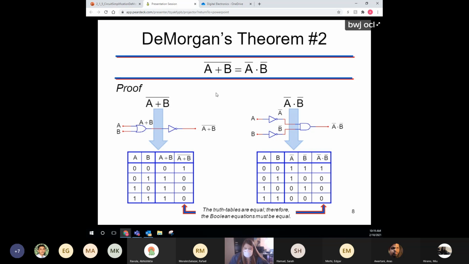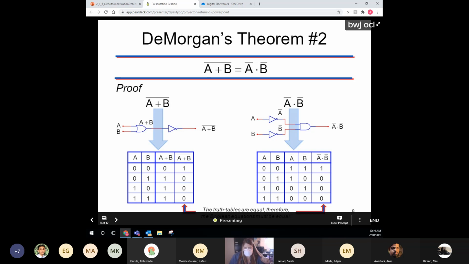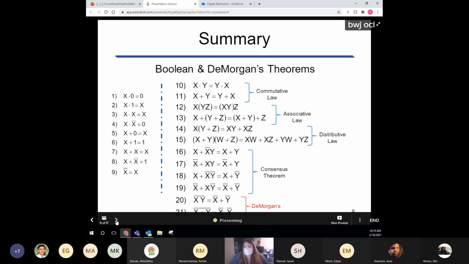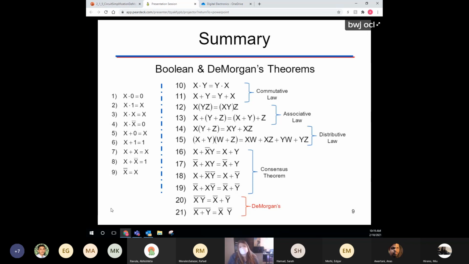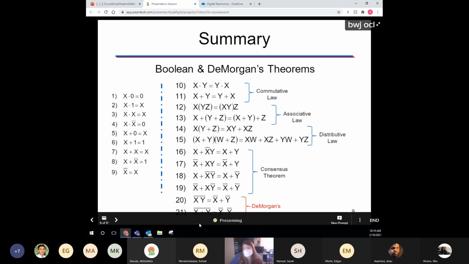If you don't understand the proof, that's okay. You just have to know that not the sum of A and B is equal to not A times not B. So in summary, remember we learned 19 of those theorems on Monday, and today we're just adding those additional 2. So 20 and 21 are going to be DeMorgan's theorems.